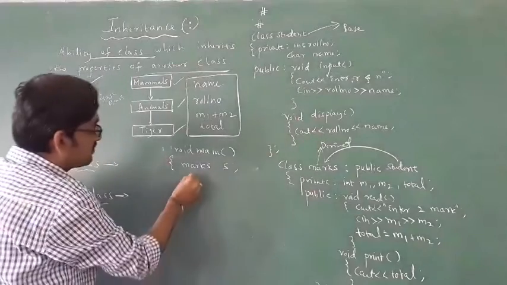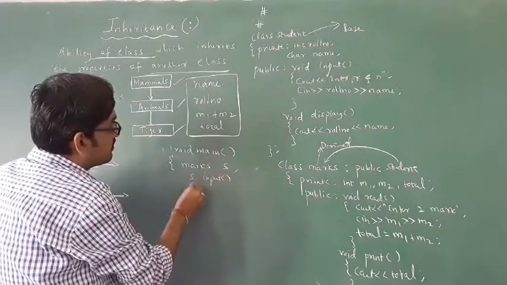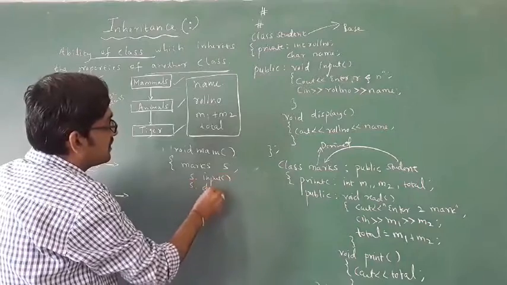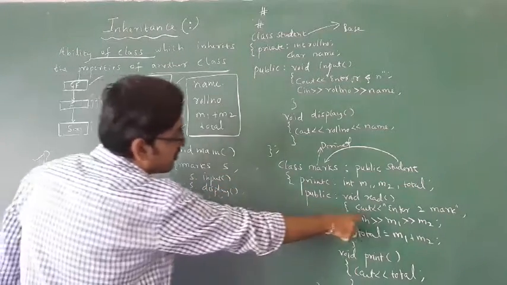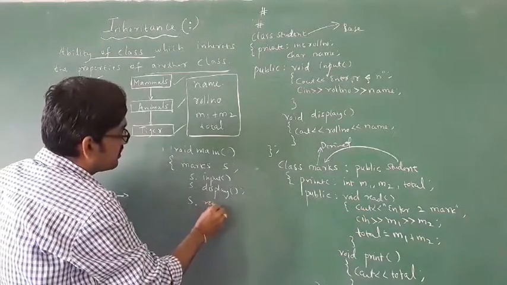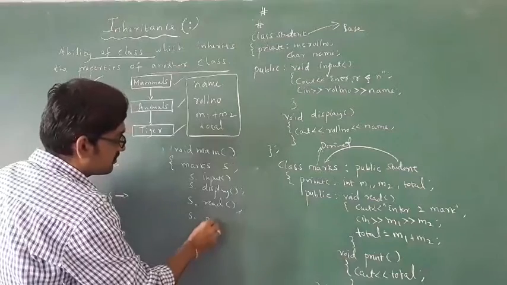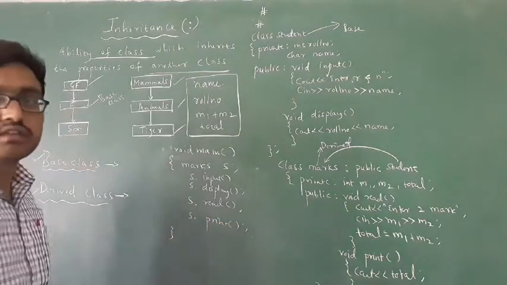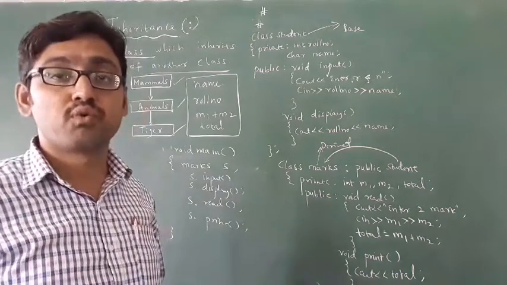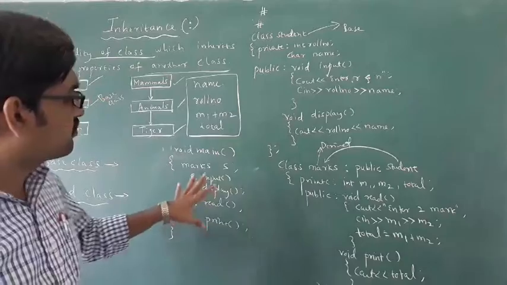See, s dot input, s dot display, then next s dot read, s dot print. Then close the bracket. This is the program, this is a program for how to write inheritance. See, it's a very easy program.